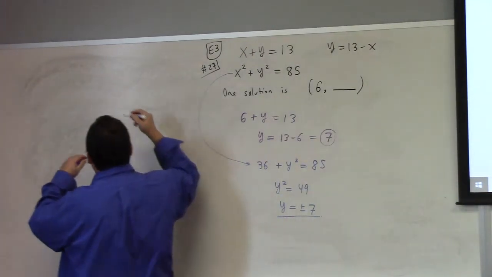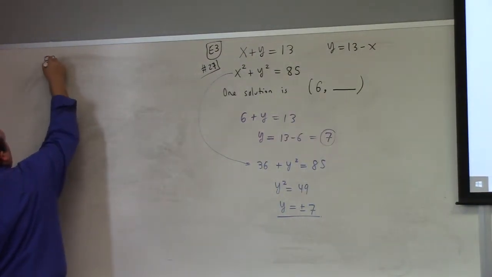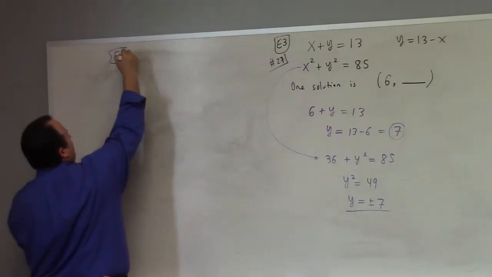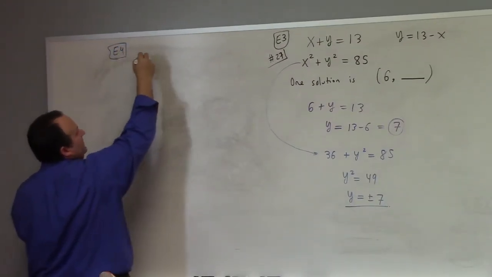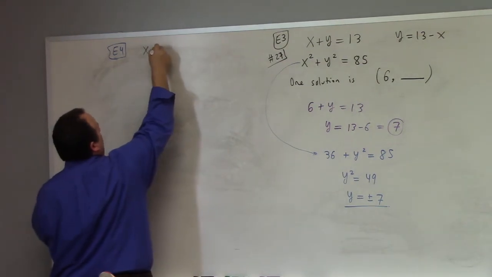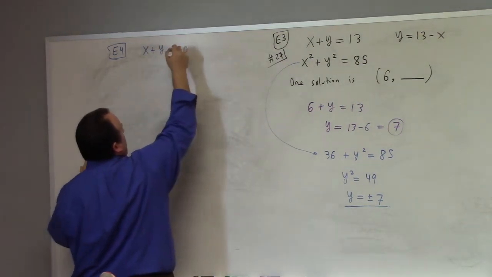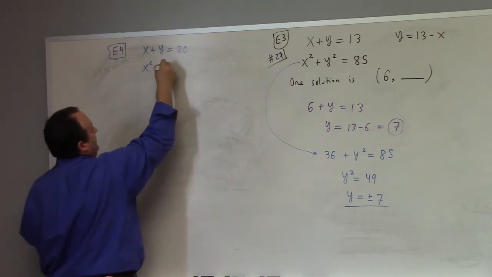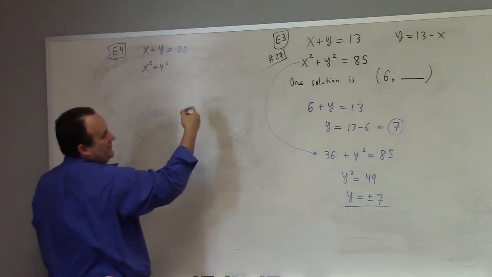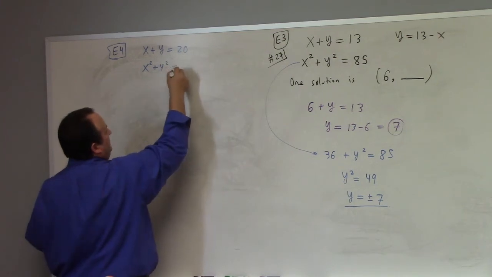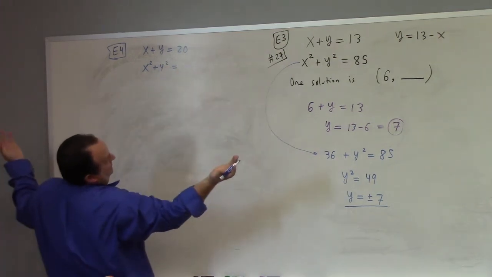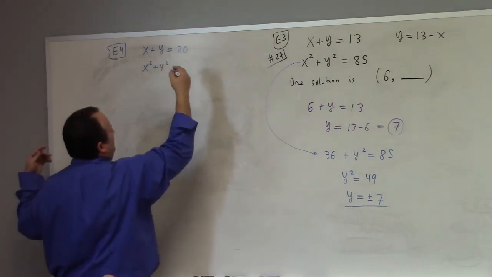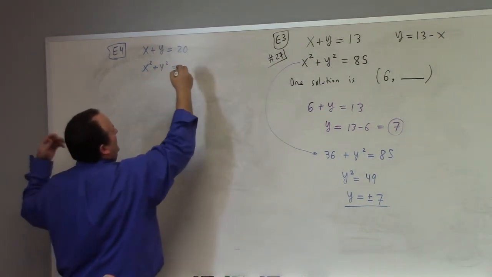So example 2, let's try to solve something a little bit different. Example 2, am I working back in time or something today? What's going on? Example 4, let's try something similar but different. x plus y equals 20, all right? And x squared plus y squared, I'm going to make the number nicer. I don't want to use 85. 85 is ugly. Let's use 20. That's too easy. 40, all right?